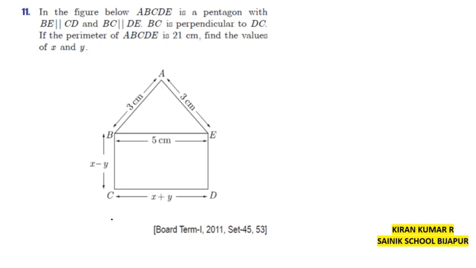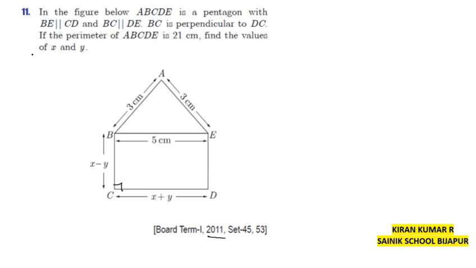This question was asked in the board examination 2011. In the figure below, ABCDE is a pentagon with BE parallel to CD and BC parallel to DE. BC is perpendicular to DC. If the perimeter of ABCDE is 21 centimeters, find the values of x and y.